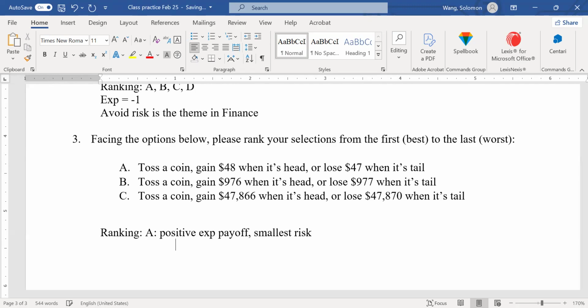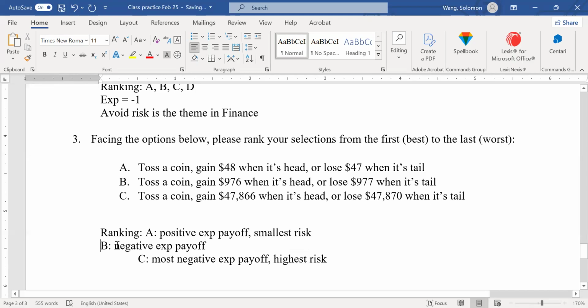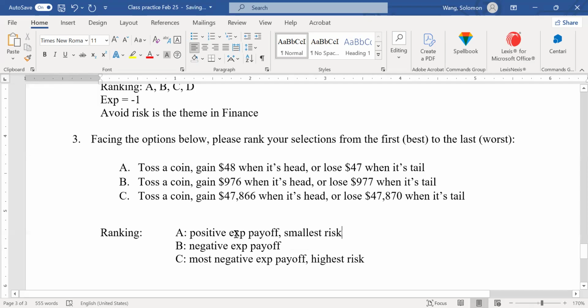Risk. And C has the most negative expected payoff, and it has the highest risk. So C is the worst, A is the best, and B is mediocre, but we don't select B because B still has a negative expected payoff. So we don't select B if we have the ability to calculate the risk and the return. So A should be the one we select in our daily life.